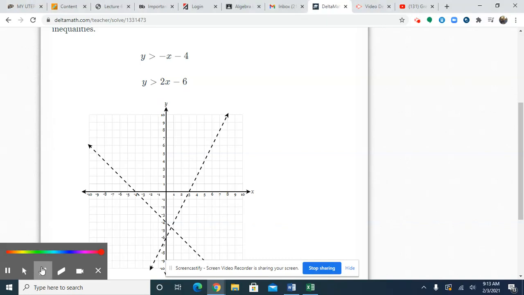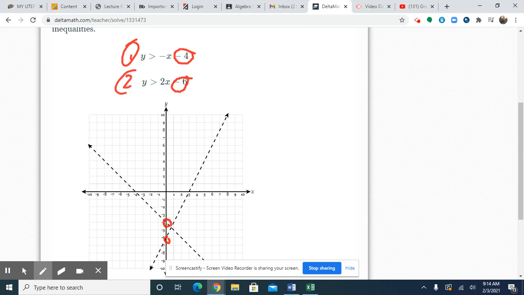All right, so again, same process here. We are going to look at the y-intercept. So we got -4, and we have -6. So that should tell us that this is line 1, this is line 2. So line 1 would be this right here, and line 2 would be this one.